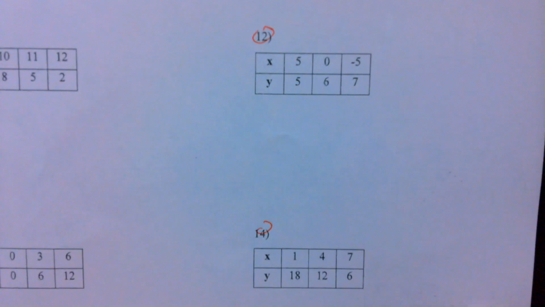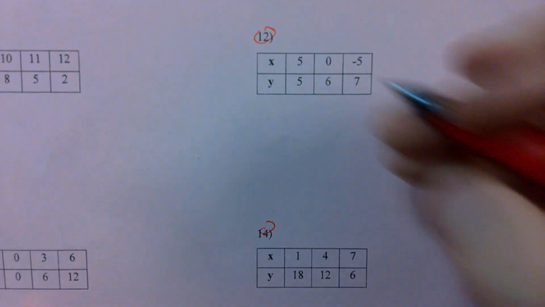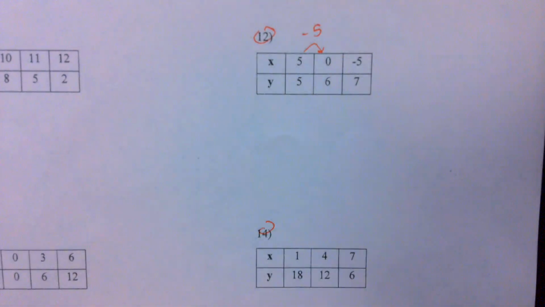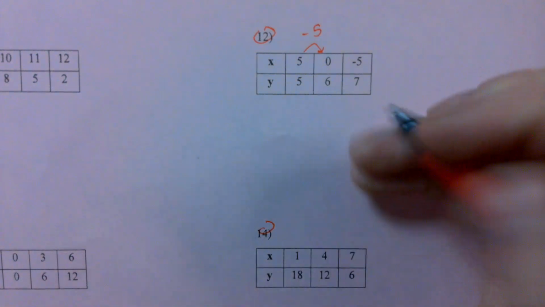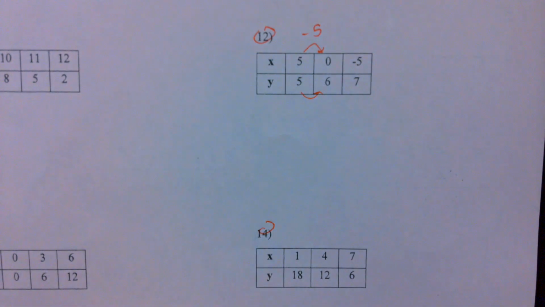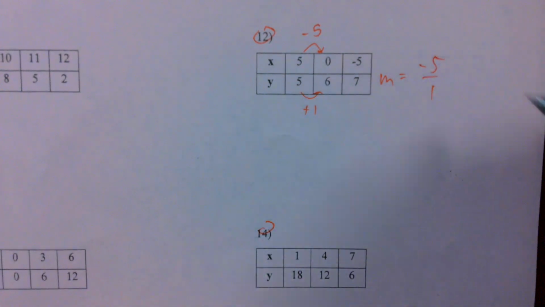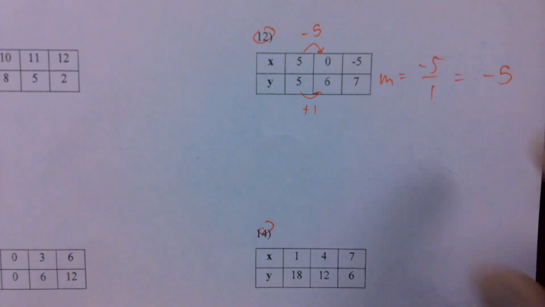Let's take a look at the back. Number 12. All right, number 12. On the top, how do I get from 5 to 0? Minus 5. We're getting smaller, so that's subtraction. You guys with me? On the bottom, how do I get from 5 to 6? Plus 1. All right, so my slope, negative 5 over 1, comes out to just negative 5, right?